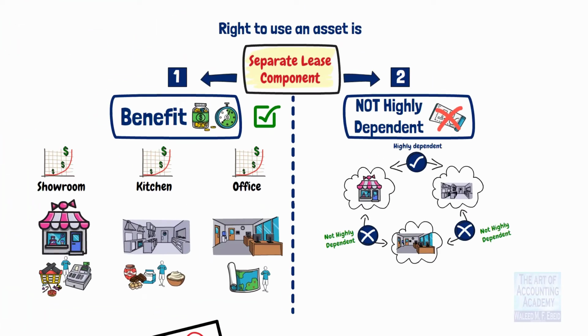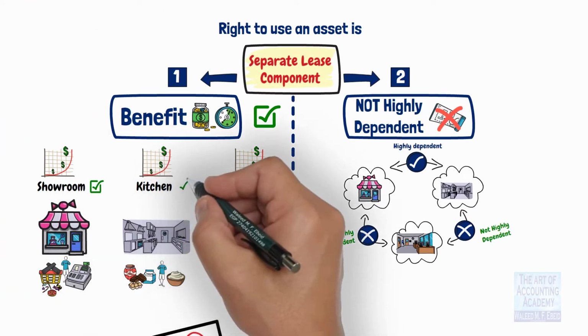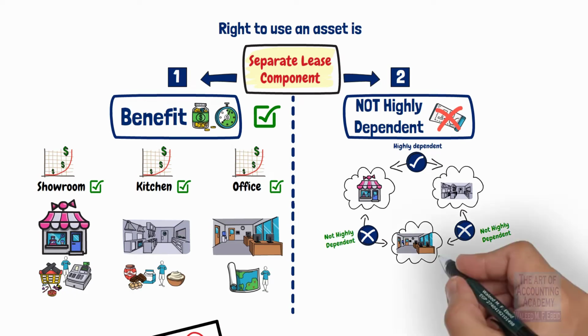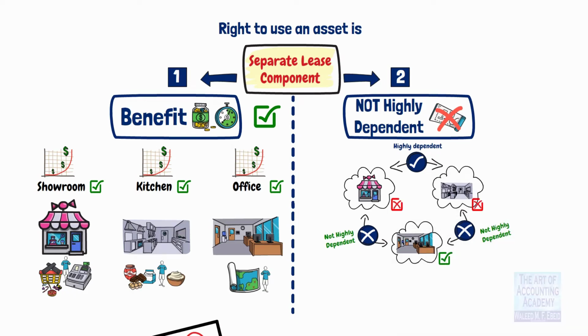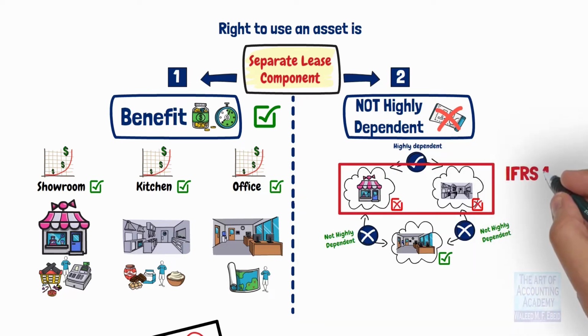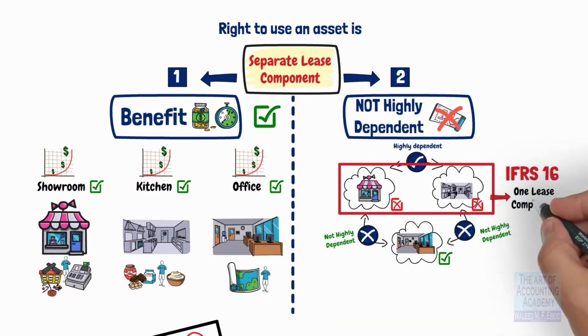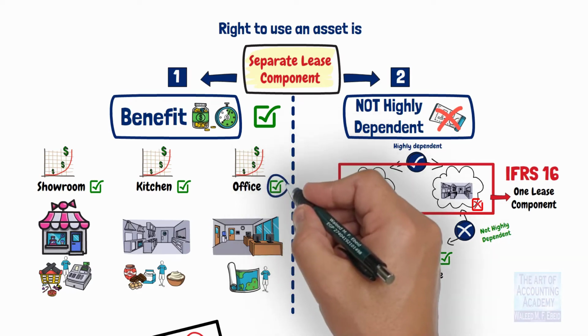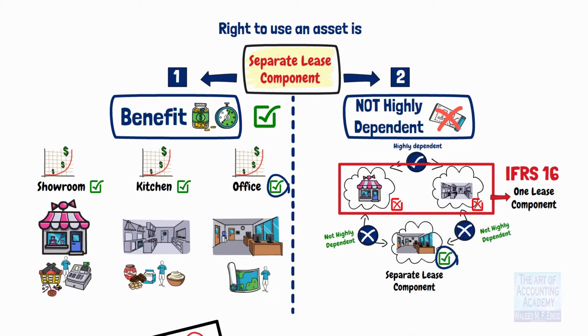So, to recap, the first criterion was satisfied for all the leased units in the contract. The second criterion is satisfied only for the apartment, and therefore, the showroom and the kitchen, each cannot be accounted for as a single lease component. Instead, they should be treated together as one lease component under IFRS 16. Only the leased apartment can be treated as a single lease component under IFRS 16, because both separation criteria were satisfied for it.